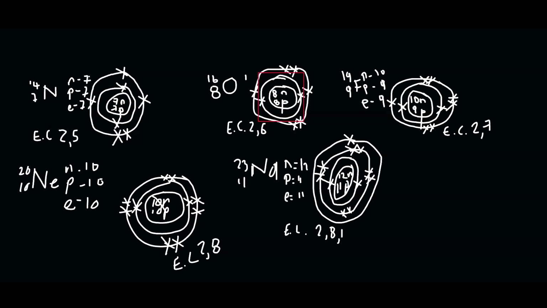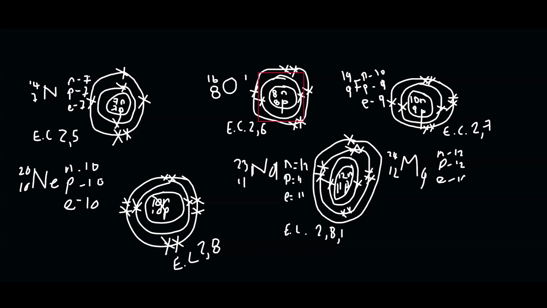Moving on to the next one after sodium. What comes after sodium? Magnesium. Good, so that will be 24 and 12. How many N, how many P, how many E? 12, 12, and 12.